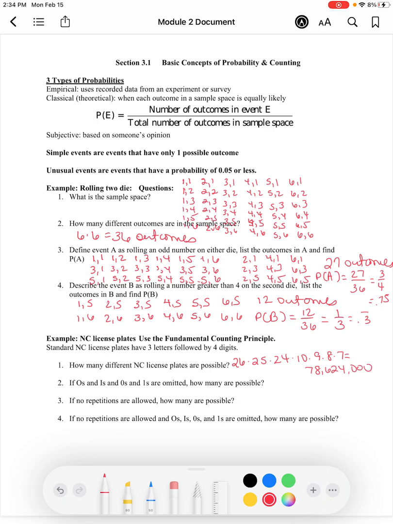If O's and I's and zeros and ones are omitted, then how many possible do we have? Well, if we omit 2 of the letters, then we start out with 24, 23, and 22. If we eliminate 2 of the digits, now we have 8, 7, 6, and 5. And that gives us 20,401,920.